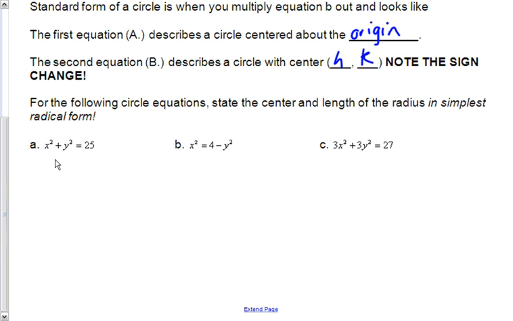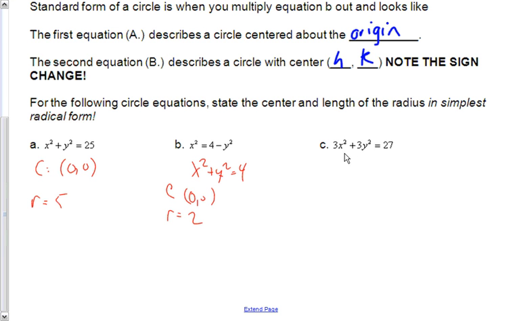Okay. Well, here, the center is the origin, so 0, 0. Its radius is just the square root of this number, which is just 5. Over here, this isn't in our standard form, but if we move it over by adding y squared, you can see it's in our standard form, and our center is 0, 0, but its radius is just the square root of 4, which is 2.